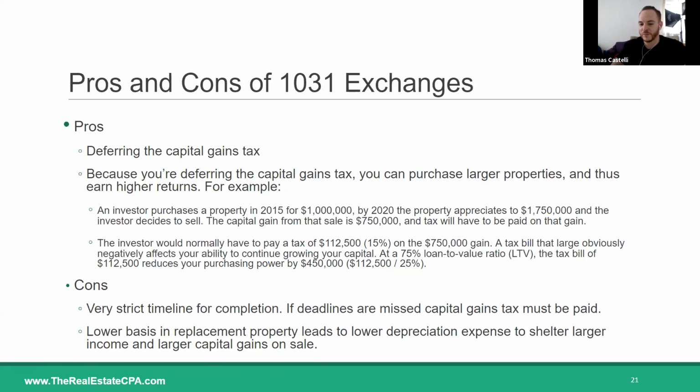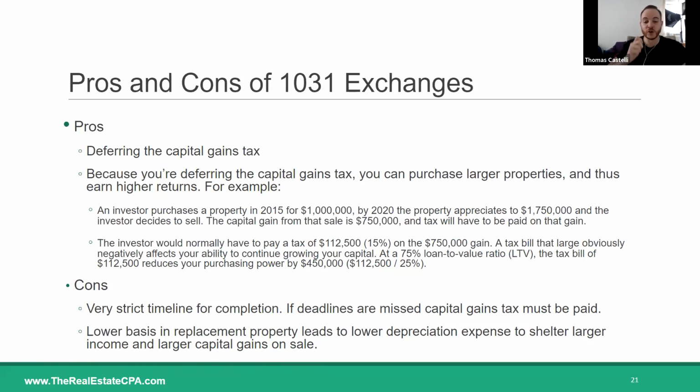At a 75% loan-to-value ratio, the tax bill of $112,500 reduces your purchasing power by $450,000. So that means if you can defer this tax, you use a 1031 exchange, you're able to buy another $450,000 worth of real estate with the tax that you were originally going to pay. So that's super powerful.